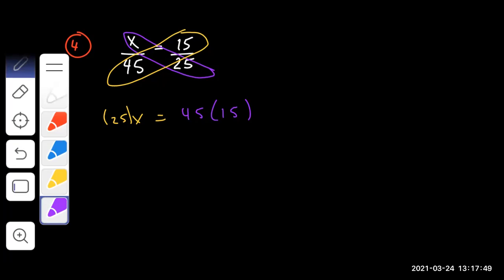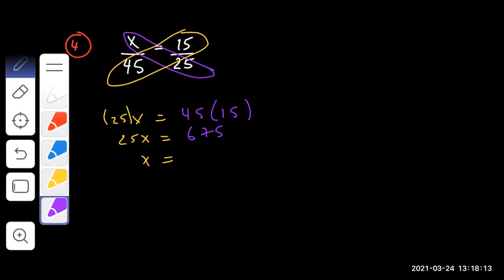Then let's solve this. This is just a multiplication, okay? 25 times x is 25x equals 45 multiplying 15. Can someone give me a hand with that? 45 times 15. 675. Oh my God, that is a big number. 675.